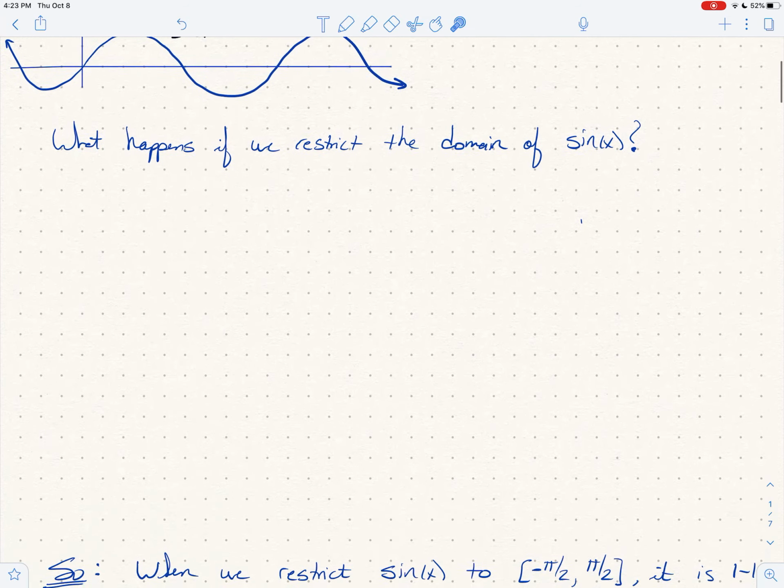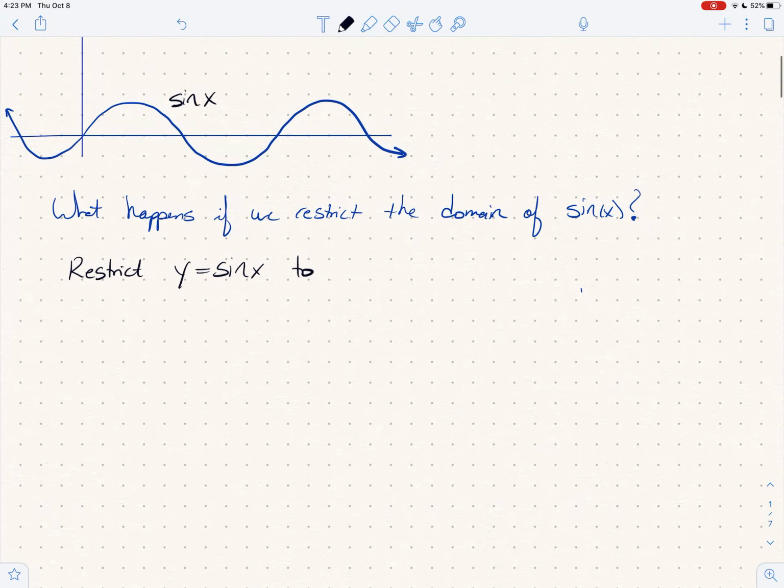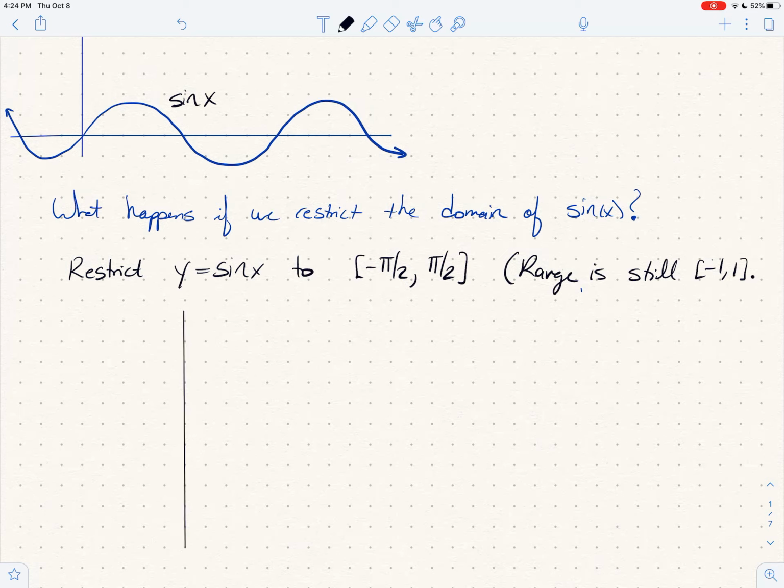And so what we're led to do is restrict sine, let's say y equals the sine of x, to, well, if you think about those x values, minus pi halves to pi halves. And please realize that the range is still -1 to 1. Okay, and so maybe we should actually sketch the graph of exactly what we're looking at here.